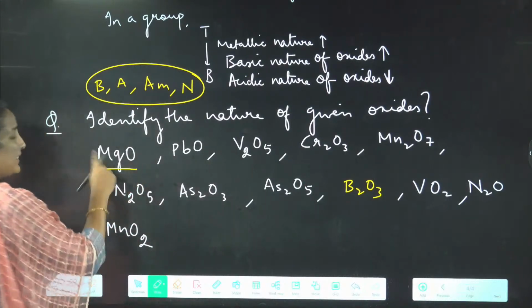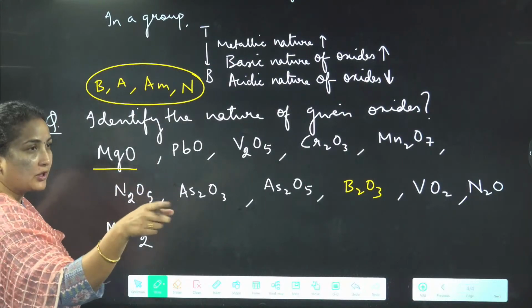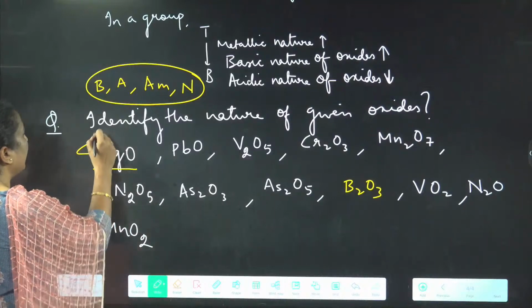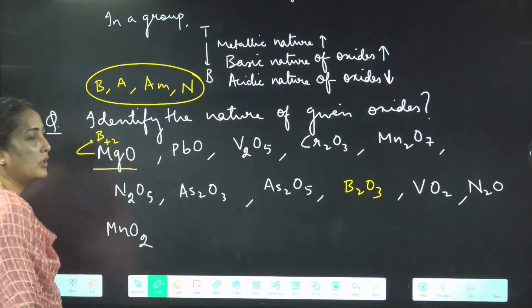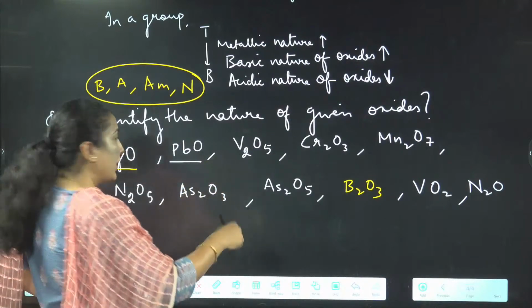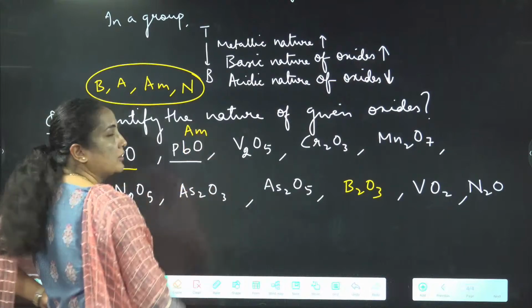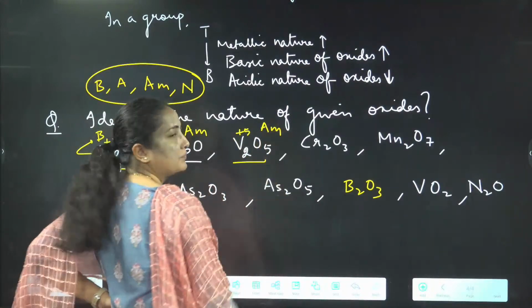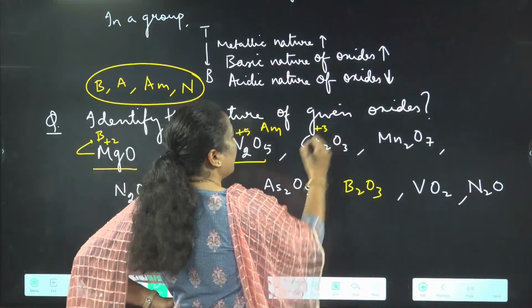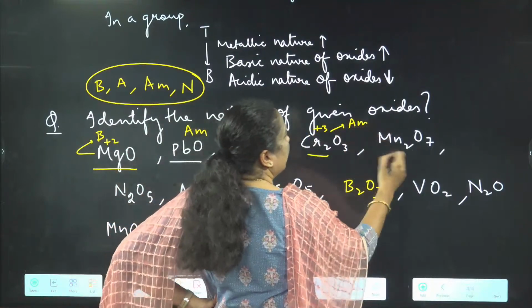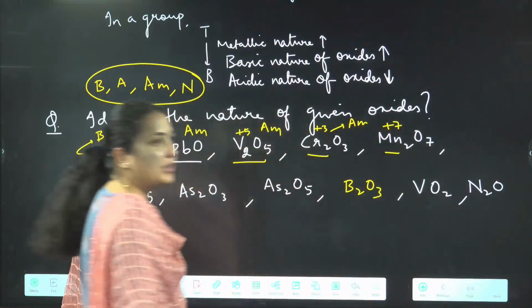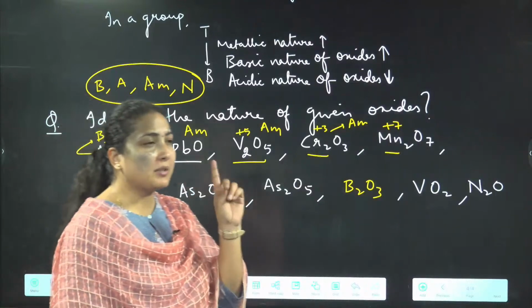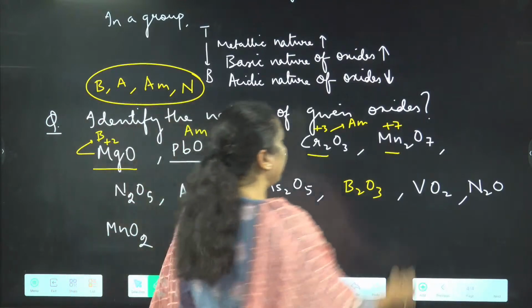MgO, metal oxide, this is not part of that particular trick of amphoteric. So this is going to be basic because it is in +2. PbO, Prabhas, right? So it came, so it is amphoteric. V2O5, +5, so this is amphoteric. Chromium, again it is part of that trick, it is amphoteric. Mn is in +7 oxidation state. Remember metals in +5, +6, +7, they are acidic.